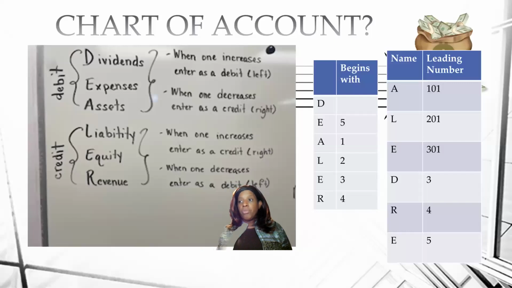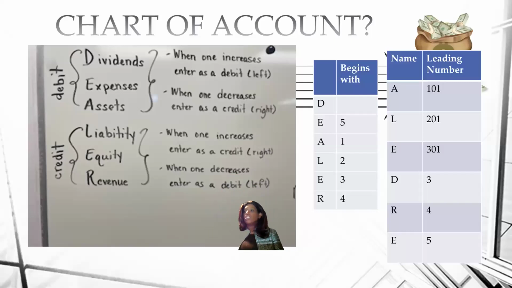Same thing, the leading number is 4. Expenses is 5. The leading number is 5. So what are assets again? It's resources owned or controlled by the entity. Example, cash and accounts receivable.